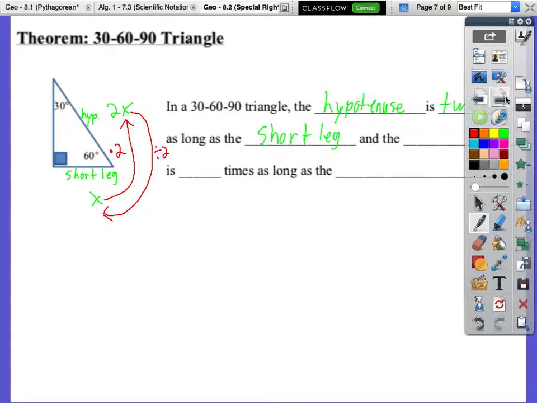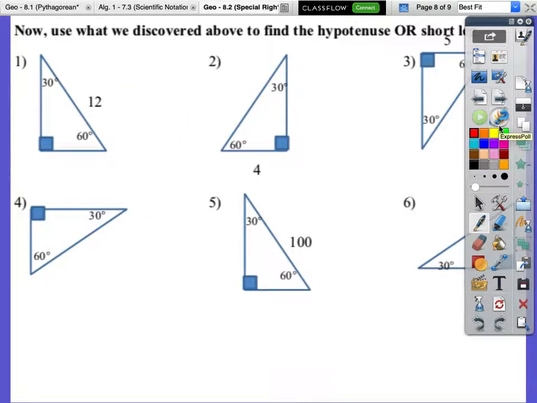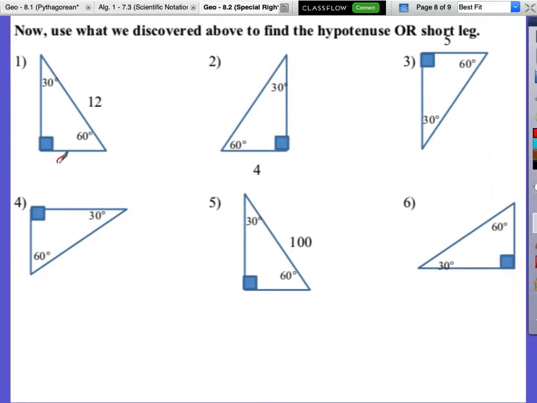Alright, going right below this, we're gonna finish that in a bit after we do some more discovery. Okay? So here, on number 1, what length are we given? Hypotenuse. What could we find with the hypotenuse? The short leg. Divide by 2 to get the short leg. Which one is gonna be the short leg? The bottom. How can you tell it's the bottom? It's across from 30. Very good. So we can find our short leg from our hypotenuse by dividing by 2.